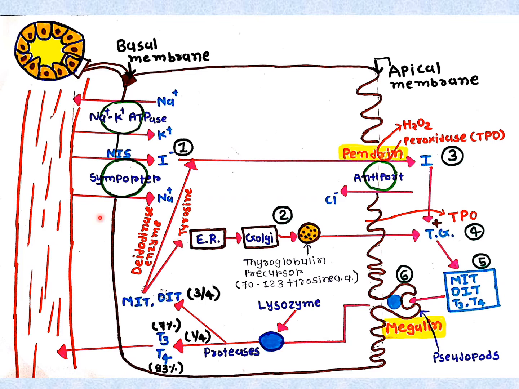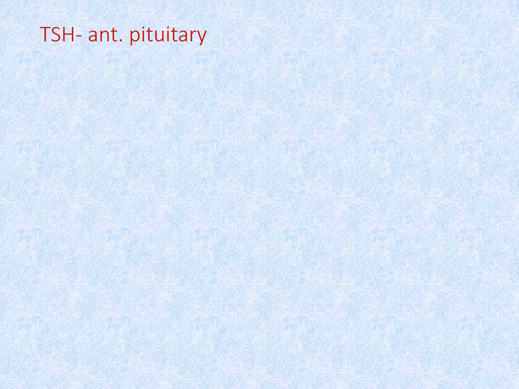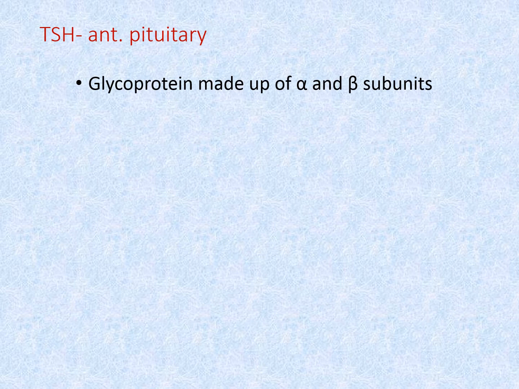Further, thyroid stimulating hormone, another name is thyrotropin, which is basically a glycoprotein released from the anterior pituitary, having alpha and beta subunits and a molecular weight of approximately 28,000. It acts on the thyroid gland to increase the secretion of T3 and T4.